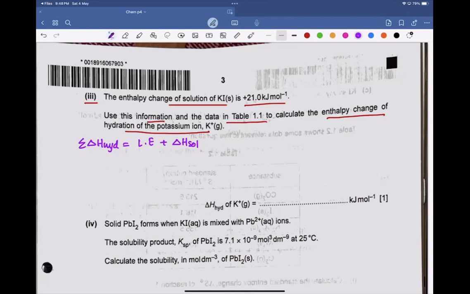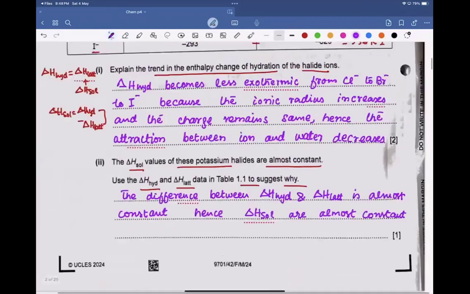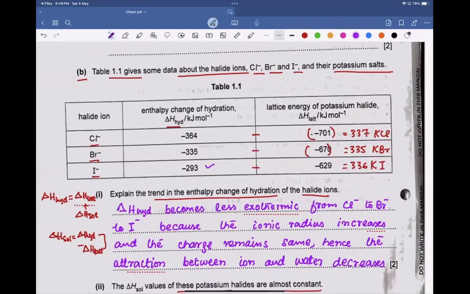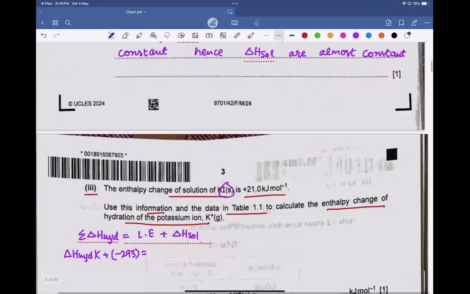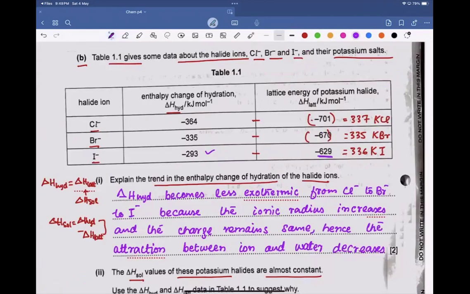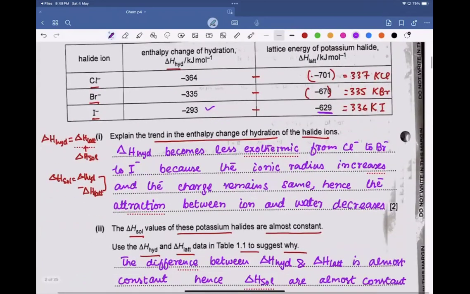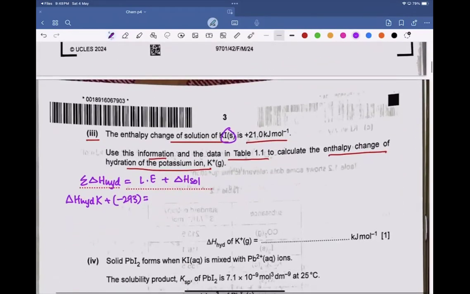Okay, so we have to find the hydration of potassium plus hydration of iodide, because here we have iodide ion and the hydration of iodide is given over here, minus 293. So plus minus 293 is equal to the lattice energy of potassium iodide, which is minus 629, plus the enthalpy change of solution, which is positive 21.